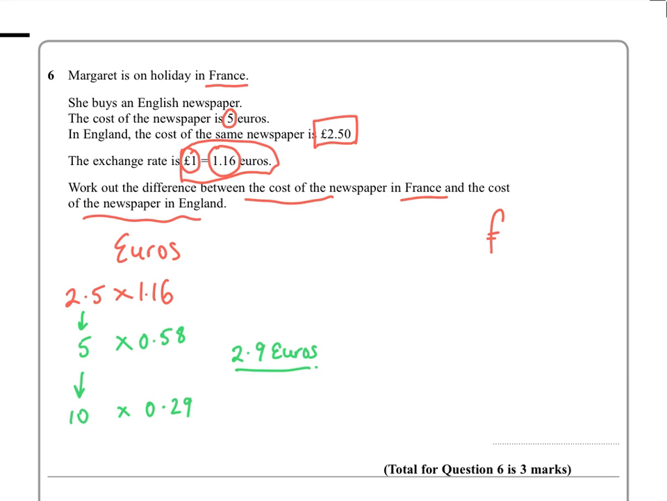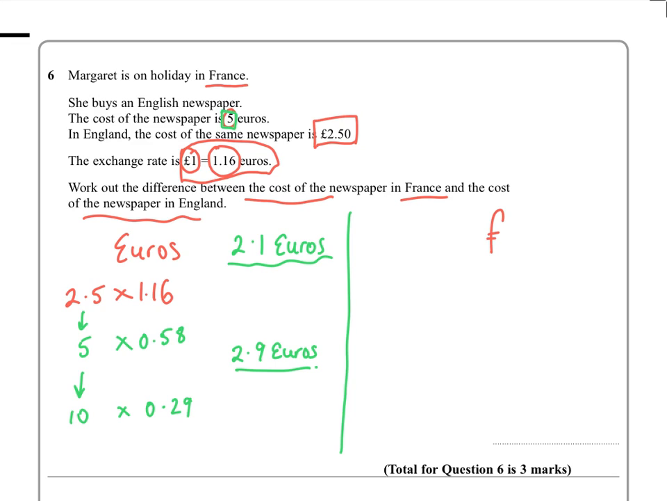Now, what's the difference now between 2.9 euros and the €5 that it cost in France? Well, the difference in euros there is 5 minus 2.9, which is 2.1 euros, which seems quite a lot. Now, let's look at the pounds now.